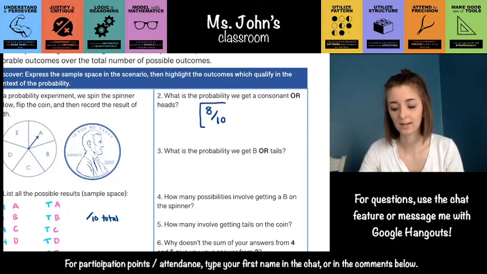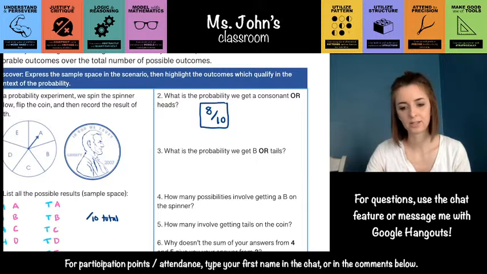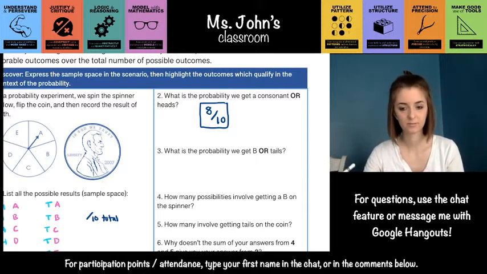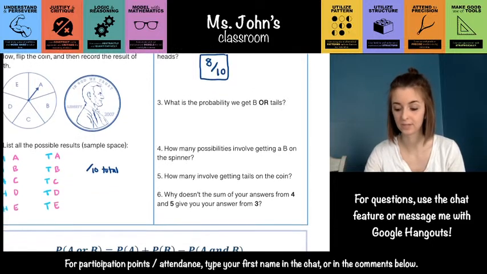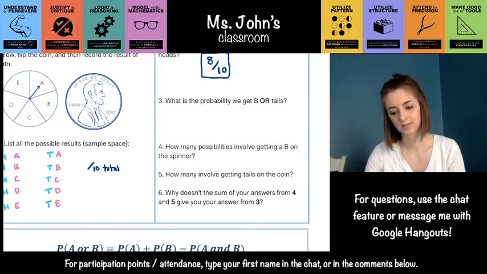So if you like the Venn diagram idea, go for it. I kind of like just counting which ones work, but we just have preferences. So, number 3, what is the probability we get B or tails?